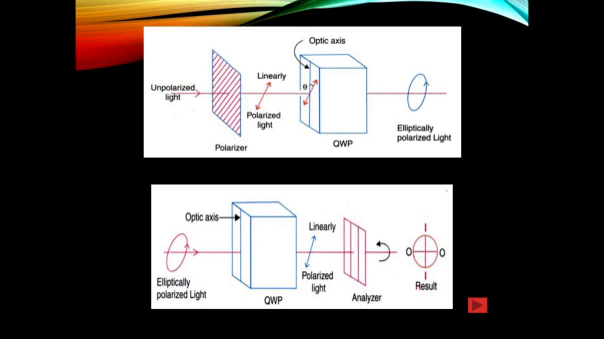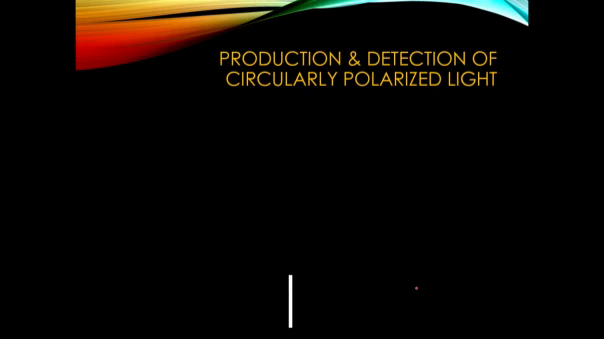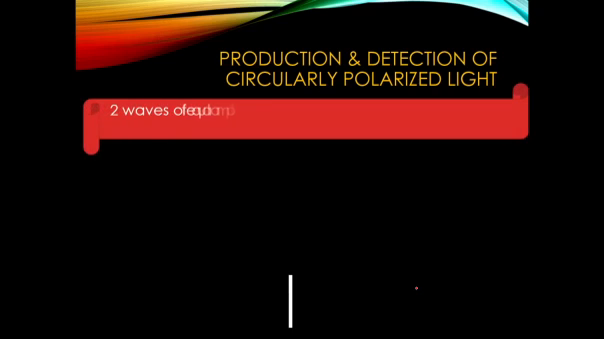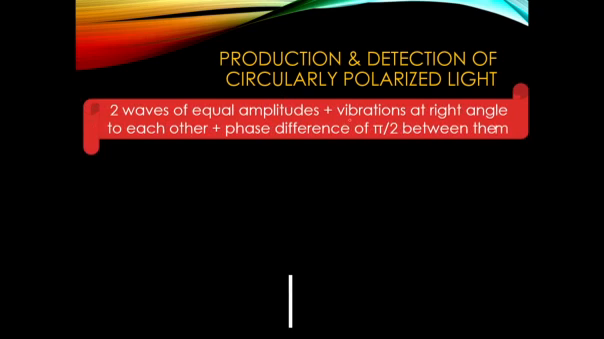Okay, so next let's see about the production and detection of circularly polarized light. So what is a circularly polarized light? It is formed due to the superposition of two waves of equal amplitude, and they must be orthogonal. That means the vibrations of the electric vector must be at right angles to each other, and they must have a phase difference of pi by 2 between them.